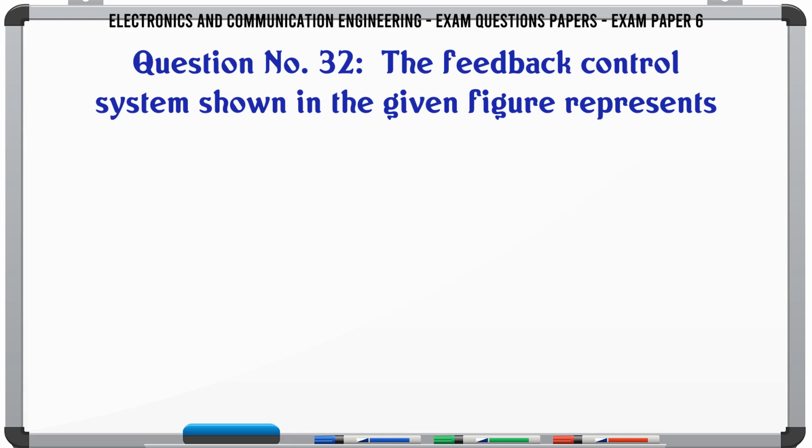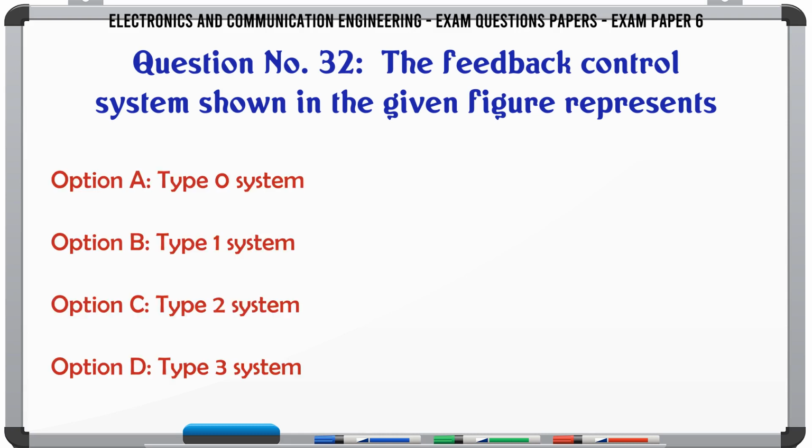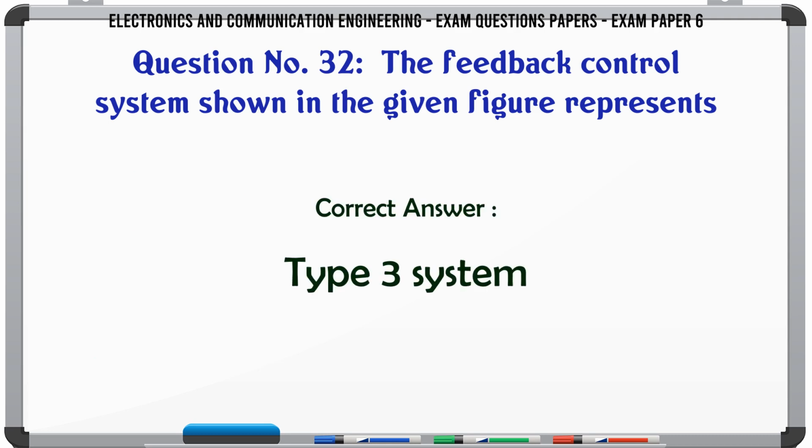The feedback control system shown in the given figure represents A) type 0 system, B) type 1 system, C) type 2 system, D) type 3 system. The correct answer is type 3 system.